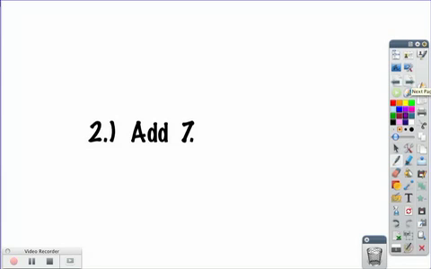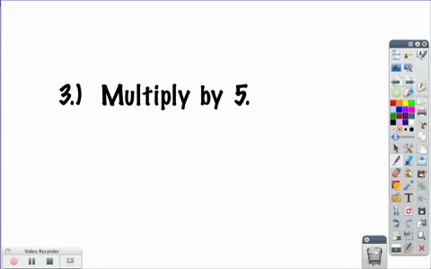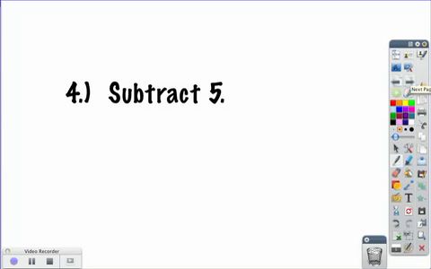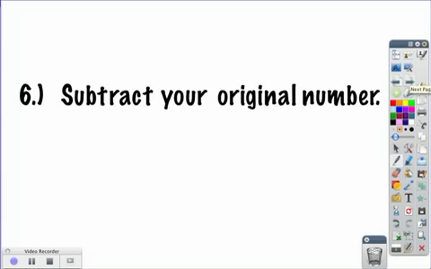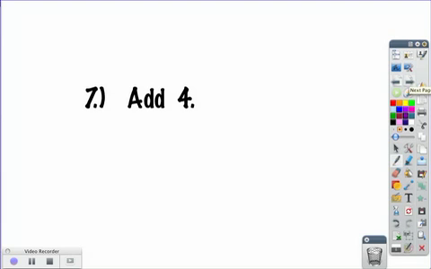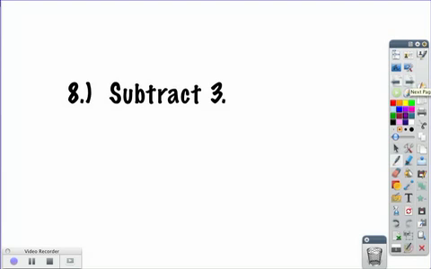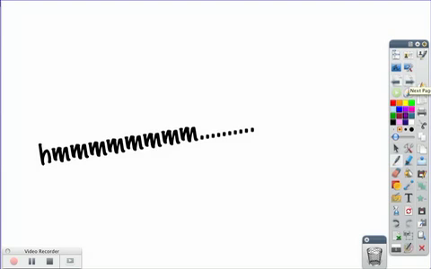Add 7. Multiply by 5. Subtract 5. Divide by 5. Subtract your original number. Add 4. Subtract 3. 7. I knew your answer was 7 because I was using algebra.